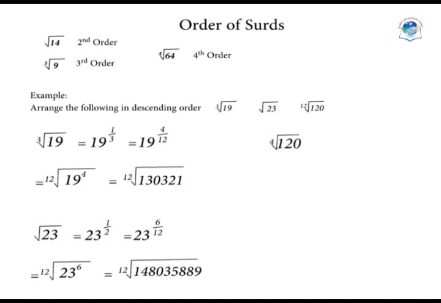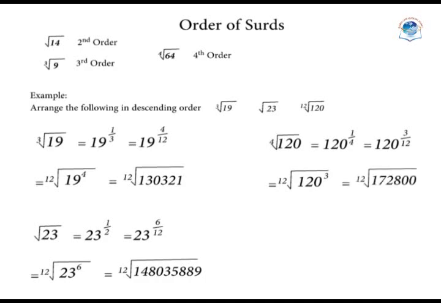Finally, the 4th root of 120. 4th root of 120 is also equal to 120 raised to power 1 over 4. Make the denominator 12. 1 over 4 is also equal to 3 over 12. And therefore we shall have 120 raised to 3 over 12. And that is equal to 12th root of 120 raised to power 3. That gives us 12th root of 172,800. And therefore, the order is root 23 is the largest, followed by 4th root of 120, and the smallest is cube root of 19.